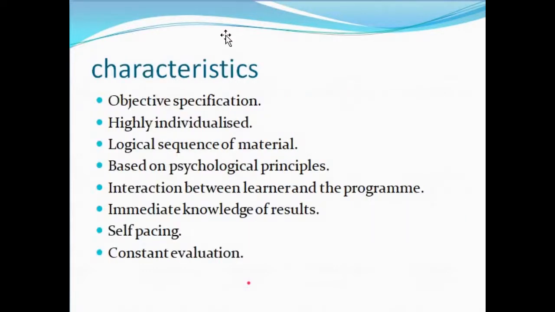In the next slide, now we have the characteristics of this program. In the characteristics of program instruction, the first one is objective specification. That is, every program has some objectives that are always written in the form of behavioral outcomes. What the student will be able to do after the completion of the program is predetermined. So every program has objectives. We always check the entry behavior of the students before starting the program, and we have the criterion test at the end in order to evaluate the accomplishment of the objectives.